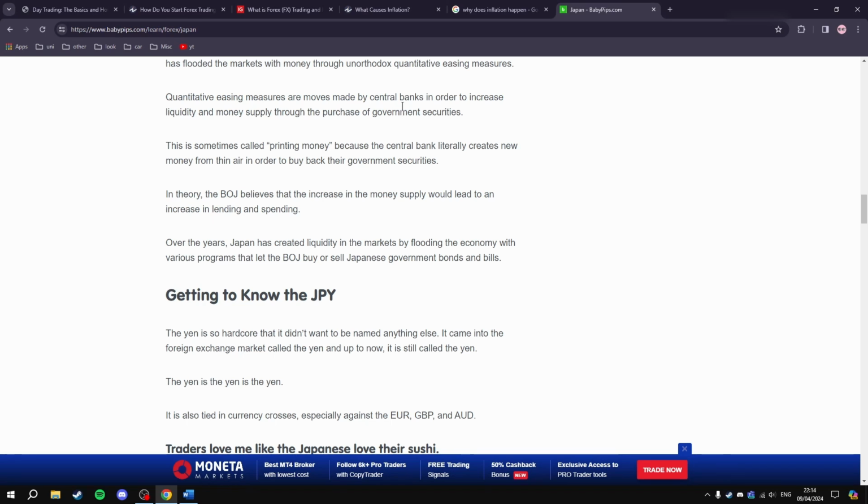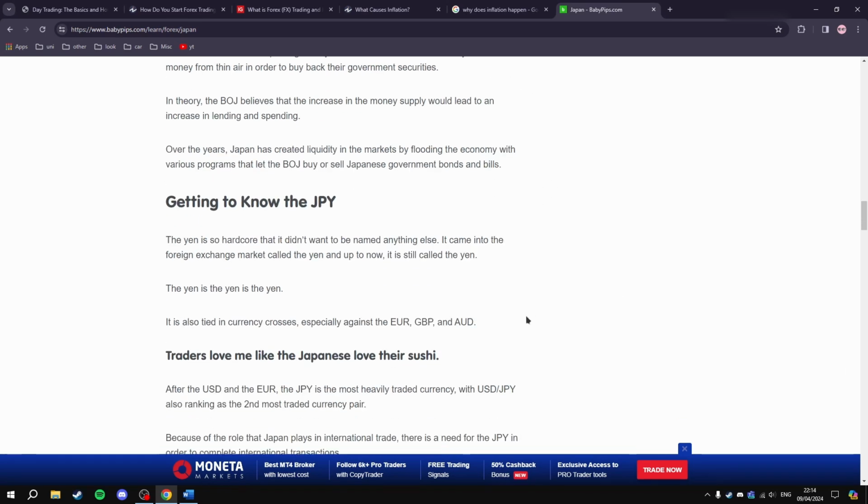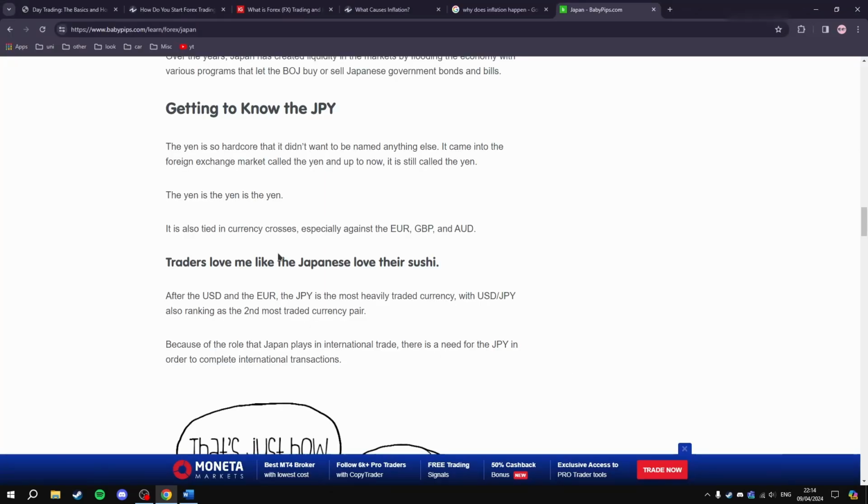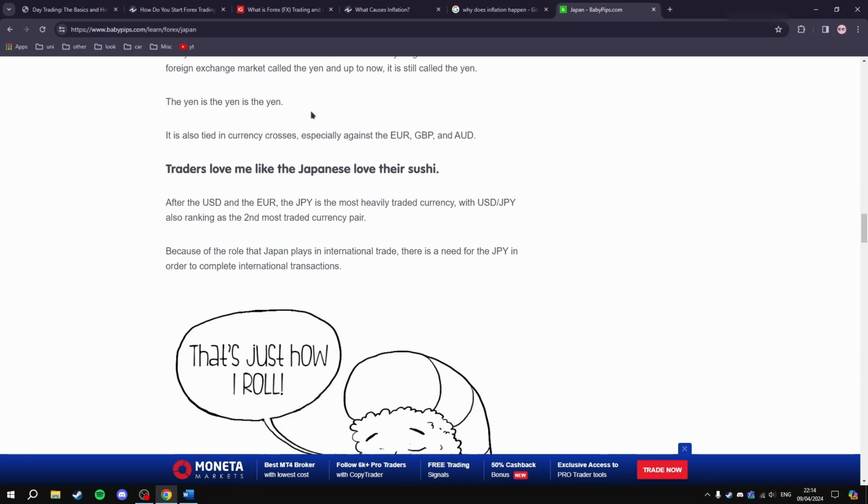Okay, getting to know the JPY. The yen is so hardcore that it didn't want to be named anything else. It came into the foreign exchange market called the yen, and up to now it is still called the yen. The yen is the yen is the yen. It is also tied in currency crosses, especially against Euro, GBP and AUD.